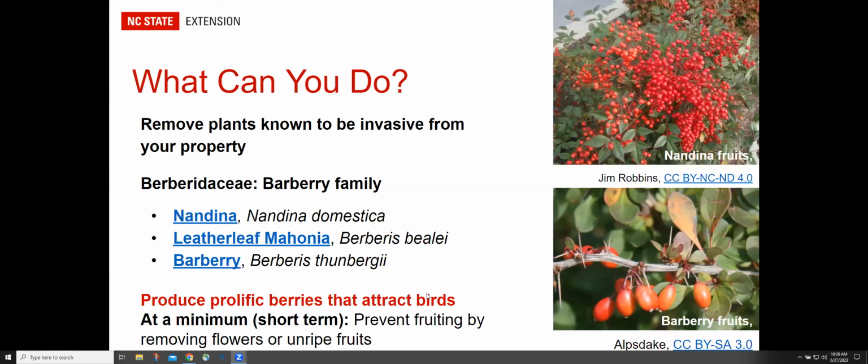So we're going to talk about a specific group of plants. Again, back to the idea of removing plants that are known to be invasive from your property. And this is going to harken a little bit back to our Plant These Instead series from our last 2 seasons. Caroline and I chose this group of plants, the barberry family, or Berberidaceae, because they're not something we've covered before. So they weren't in our Plant These Instead archive.